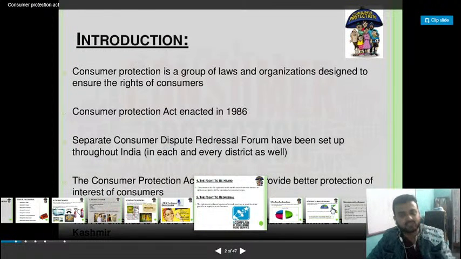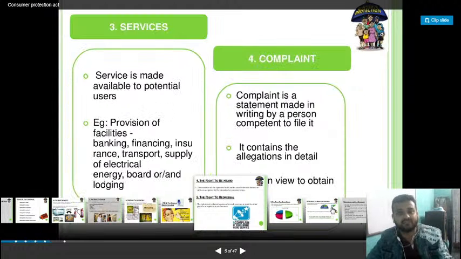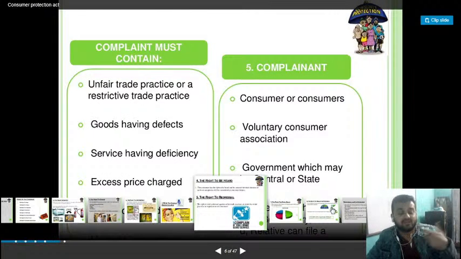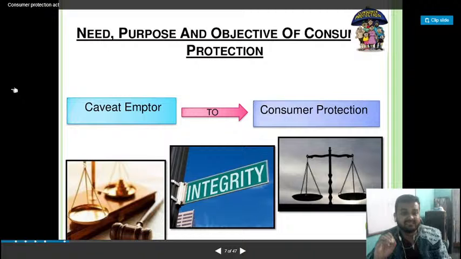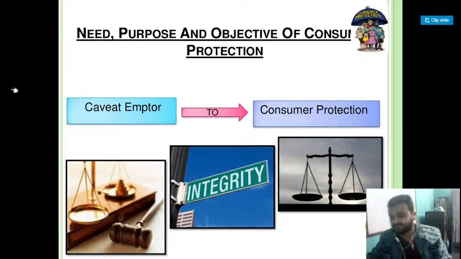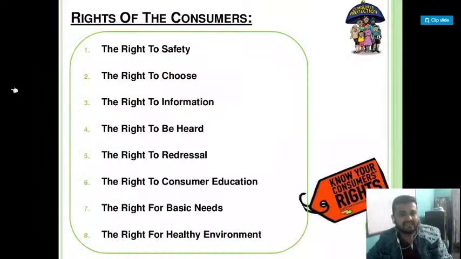So introduction, what is the Consumer Protection Act? It was enacted in the year 1986. This is important. Okay. Then who is a consumer, different definitions of a consumer, definition of goods, definition of a service, and a complaint. What must be there in a complaint, what should be the contents of a complaint. And what is the meaning of caveat emptor? Caveat emptor means, I'm repeating this again, let the buyer be aware. And these are the different needs we studied.